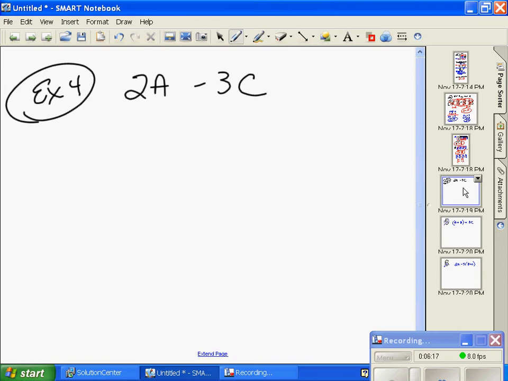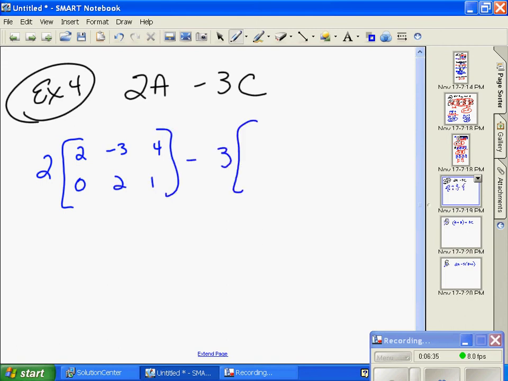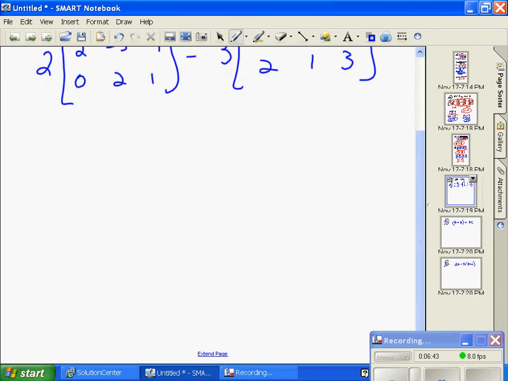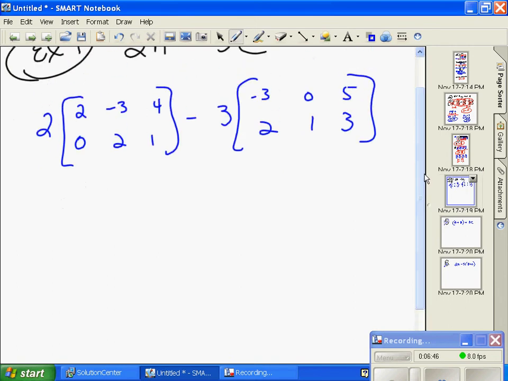So if you look here, I have 2A minus 3C in example 4. Now, I want to make sure that I don't make any mistakes, so I'm going to actually write 2 times my matrix A. So I'm going to write down my matrix A minus 3 times my matrix C, negative 3, 0, 5, 2, 1, 3. Sometimes we're whipping through these addition and subtraction ones real quick and we just make careless errors. So I try to eliminate those by writing things down here.